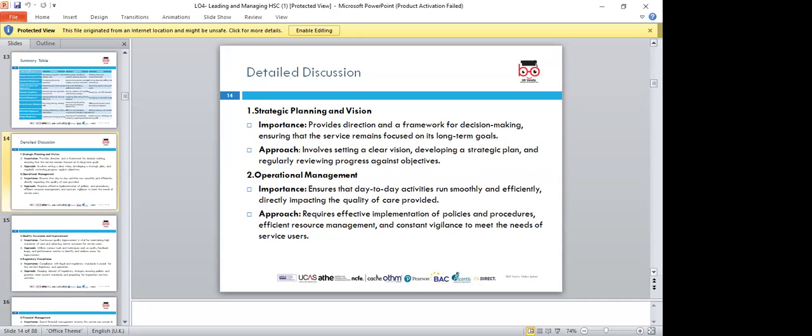Strategic planning and vision. The importance: it provides direction and a framework for decision making, ensuring that the service remains focused on its long-term goals. So in strategic planning, we are giving the organization or the service a sense of direction strategically, making decisions just to meet the organization's core mandate and vision.